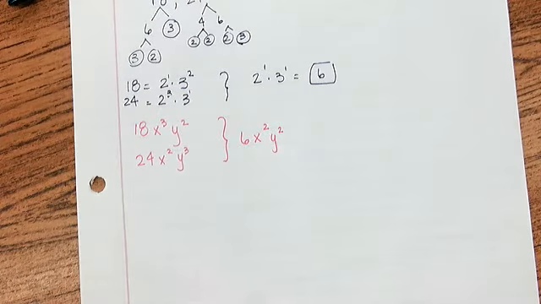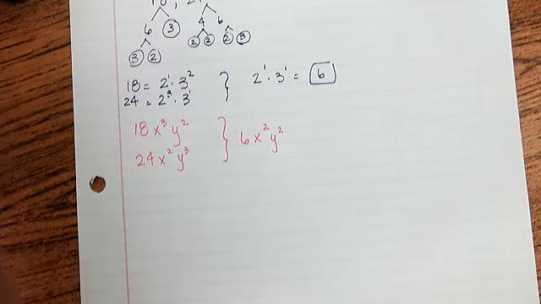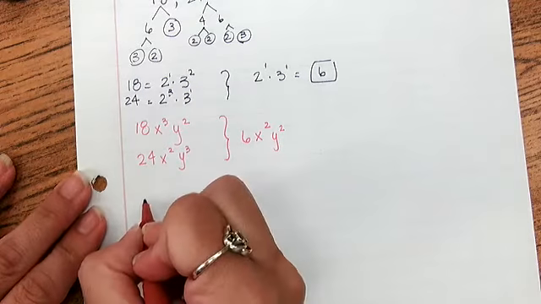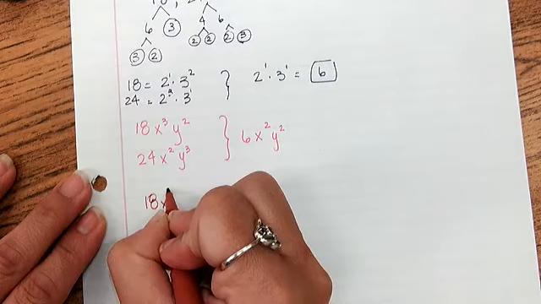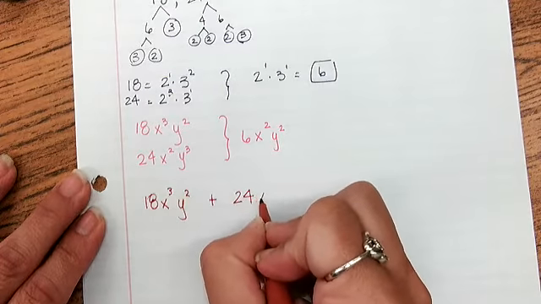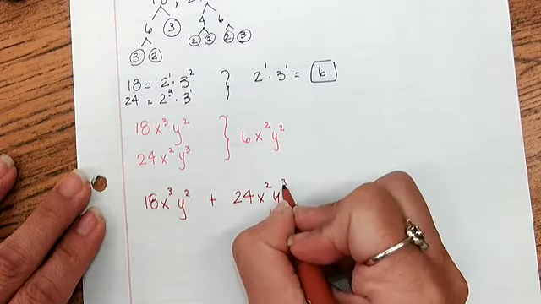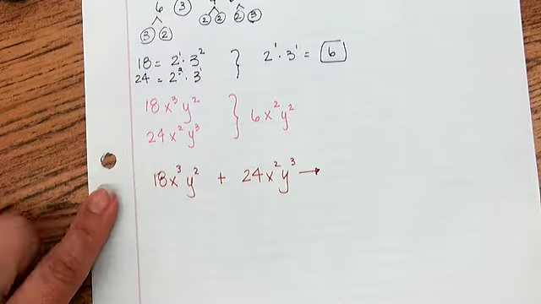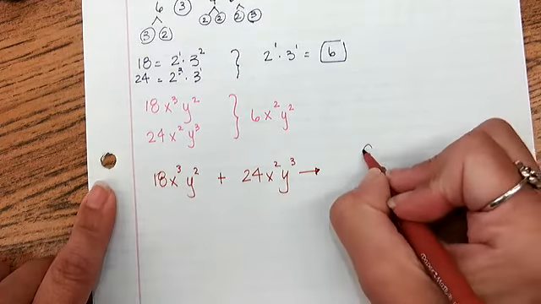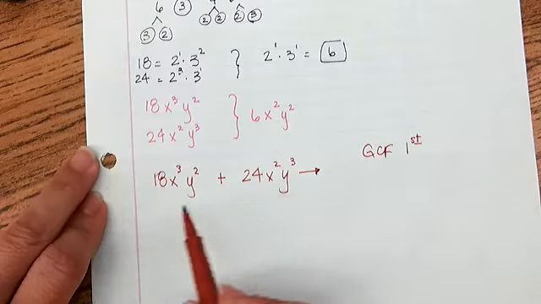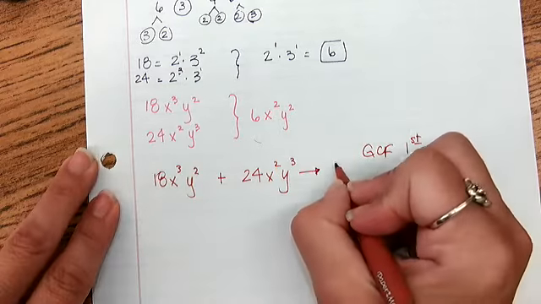Okay, so I'm going to take this a step further, and I'm going to ask you to factor the binomial. I want you to factor 18x cubed y squared plus 24x squared y cubed. Well, you always start with the GCF. That always comes first. There's no exception to that rule in all of factoring. Their GCF is 6x squared y squared.